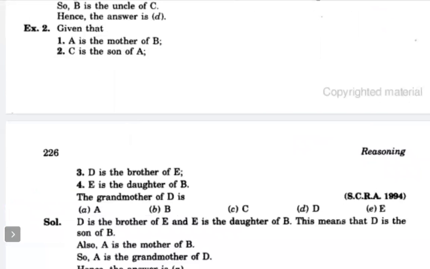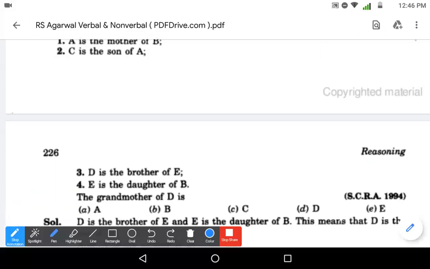Next, given that A is the mother of B, C is the son of A, D is the brother of E, E is the daughter of B. The grandmother of D is... okay, that's a nice question that has been given to us. Let's write down. A is the mother of B. C is the son of A. So A is the mother of B, which means A has two kids, B and C.